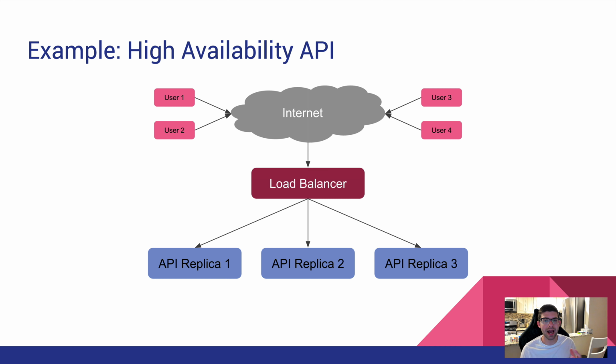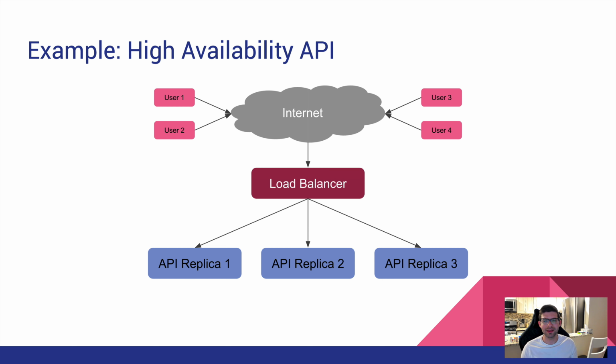So let's talk about a high availability API, right? This is kind of fun. This is our first example here. Let's say that we had user 1, 2, 3, and 4, and they wanted to use our server, but they wanted to do it at the same time. The load balancer would enable them to all get served their requests and have their requests fulfilled without having to worry that the server might be unable to handle the increased load.